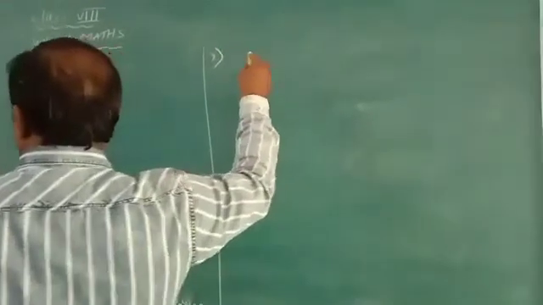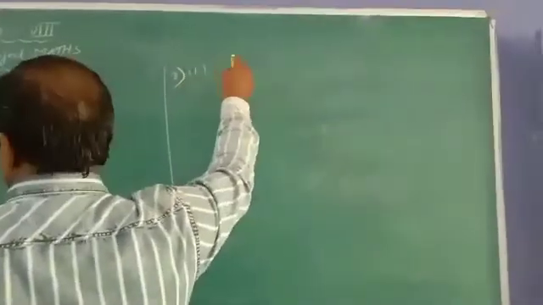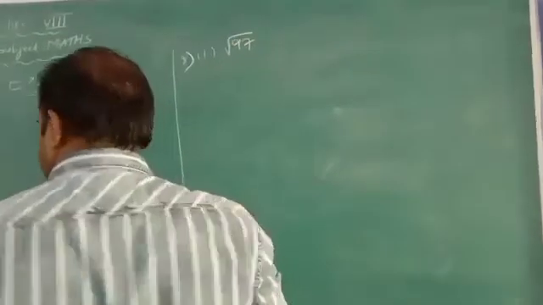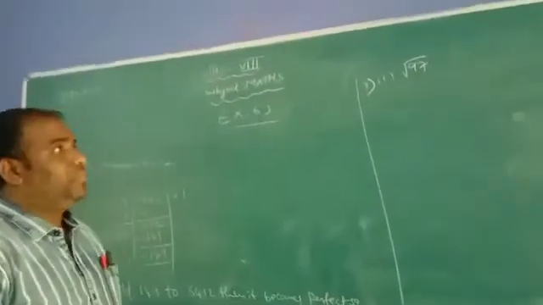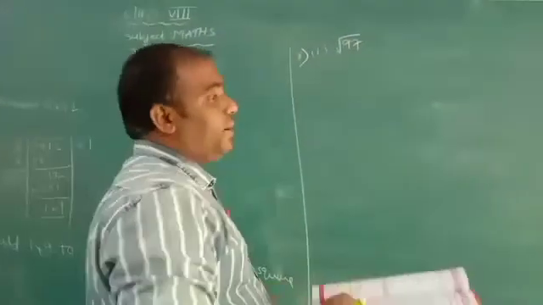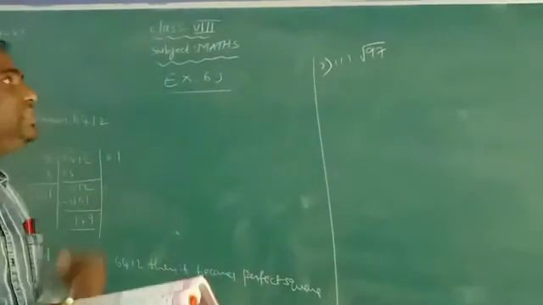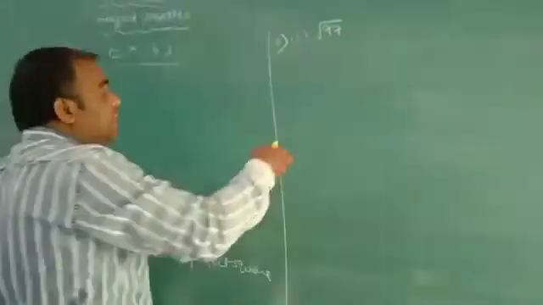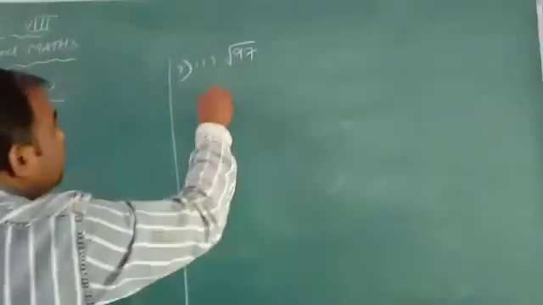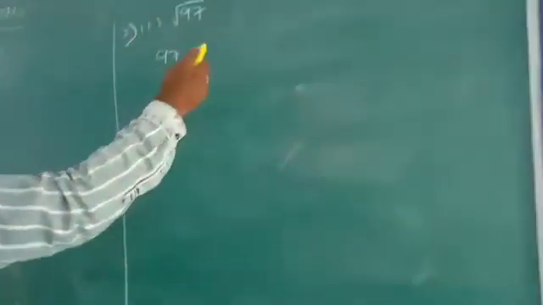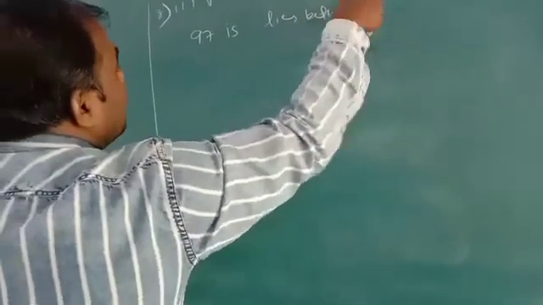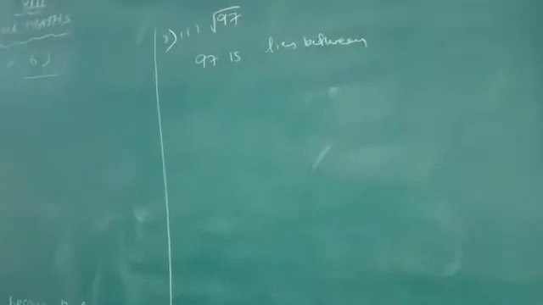Eighth problem, very easy. See here, I am telling one problem. See what they have given? Root 97. Estimate the value of the following numbers to the nearest whole number. Nearest whole number you find, beta. First of all, 97 is given here. 97 lies between two perfect squares.